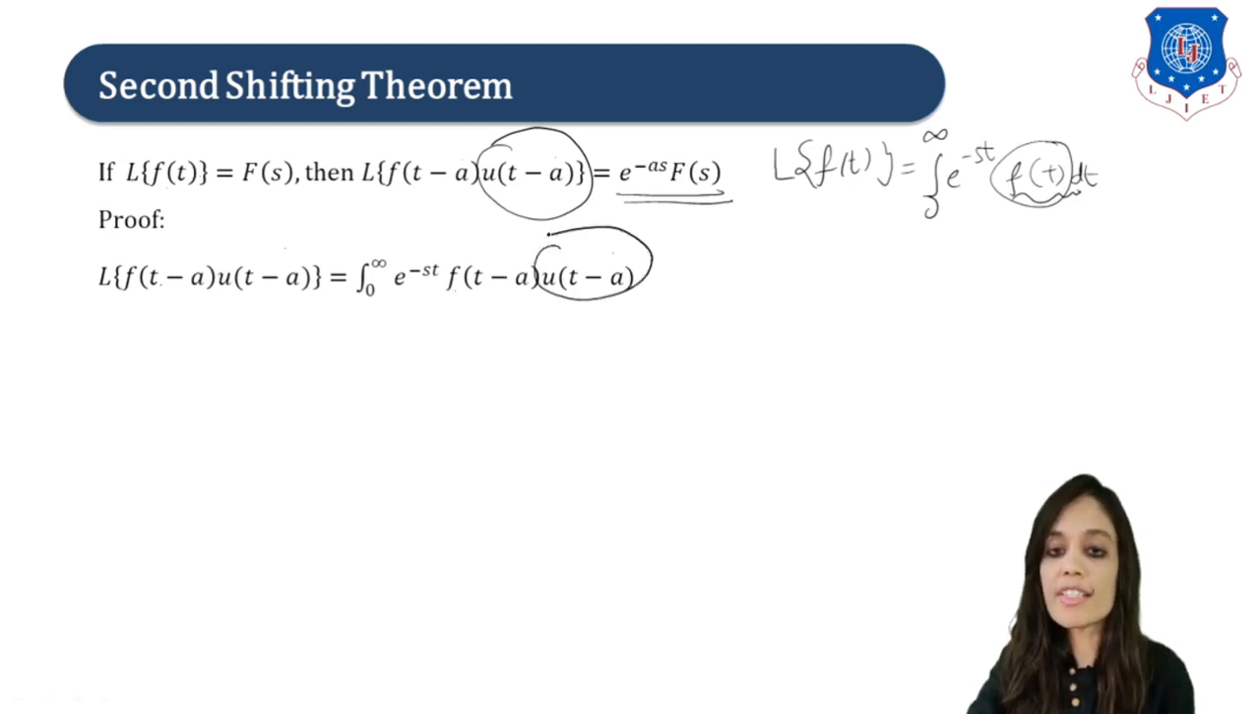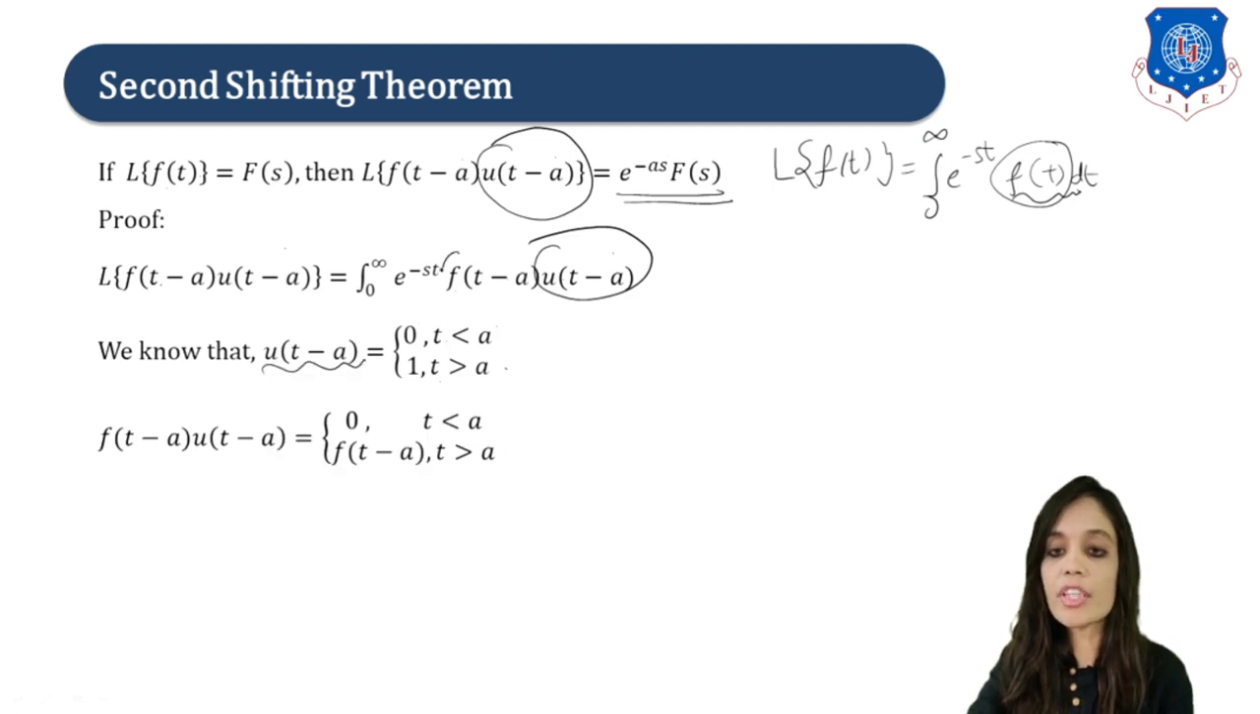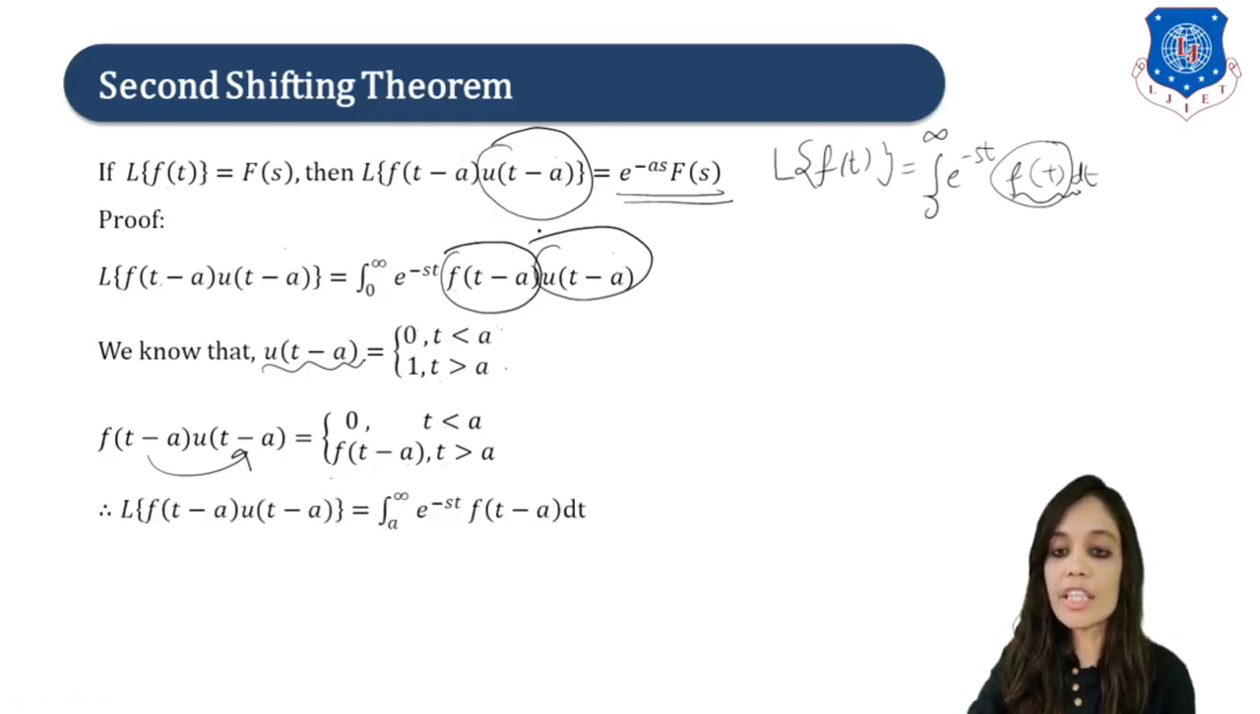Now we know that unit step function is defined as u(t minus a) is equals to 0 and 1 for t less than a and t greater than a. Now let us multiply this with f(t minus a), right? So on multiplication you will have 0 when t less than a and f(t minus a) for t greater than a, right? So now let us put this value in our integration. So our integration will only start from a to infinity, because from 0 to a the answer is 0, right?